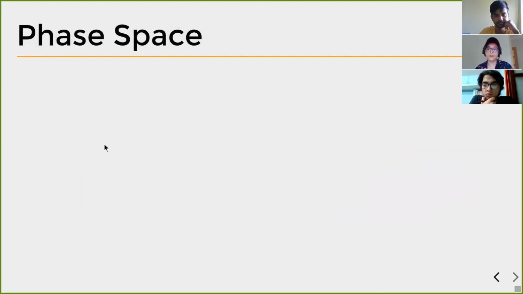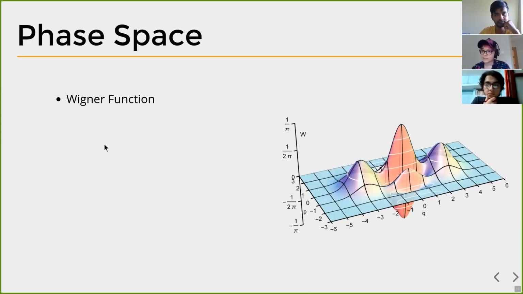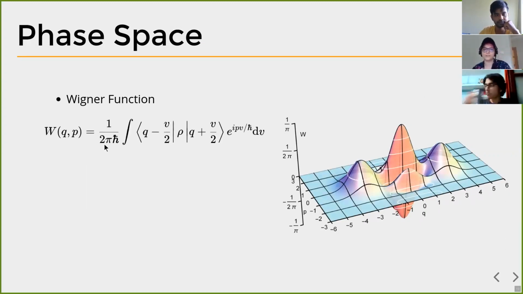And these continuous functions for quantum states live in a very special place, which I would call phase space. The representation usually used for this is called Wigner functions. It's a very complicated function. Don't worry about this, guys.